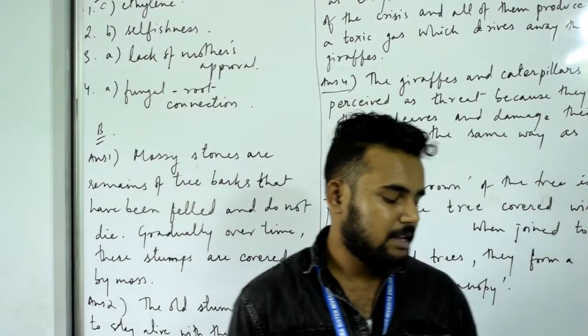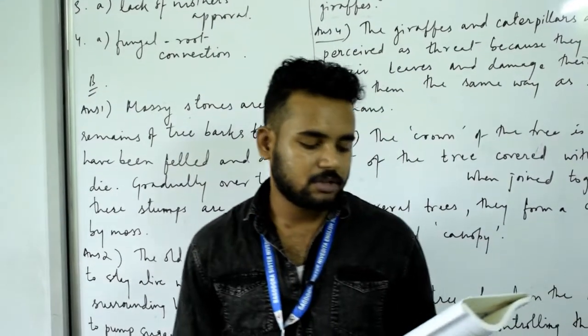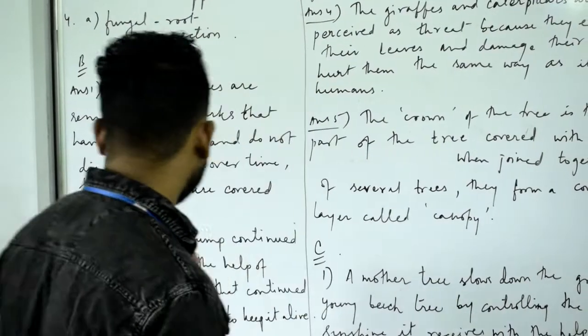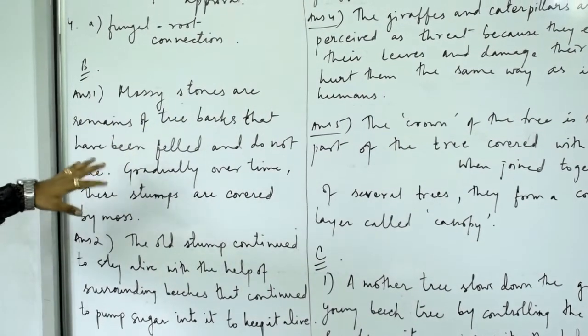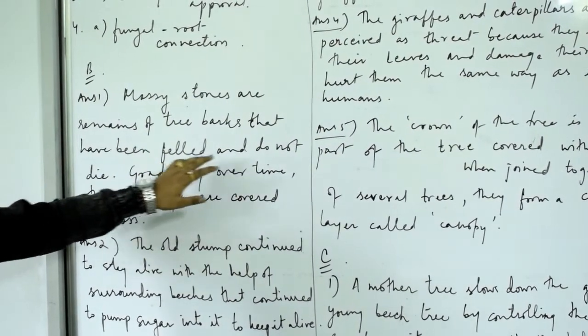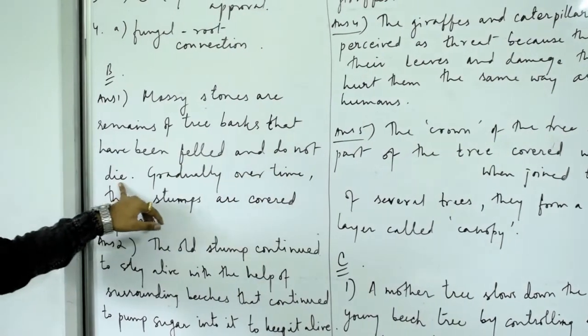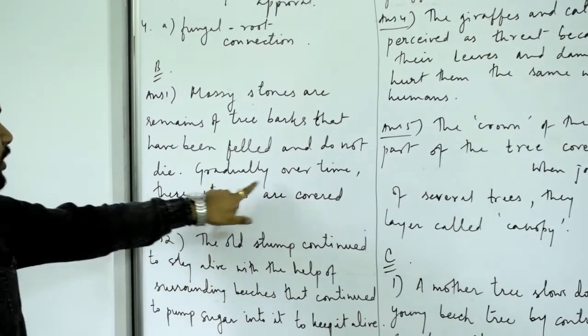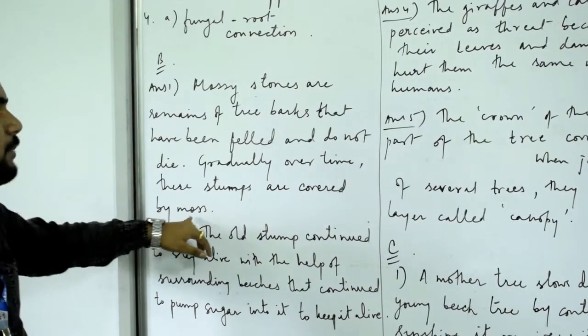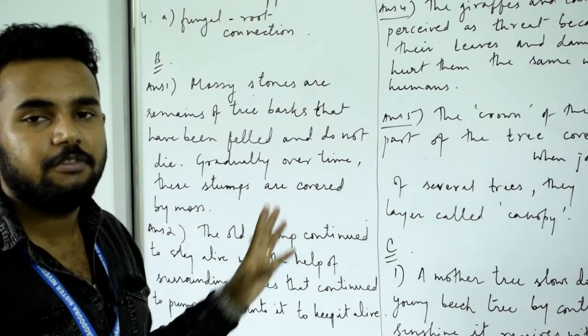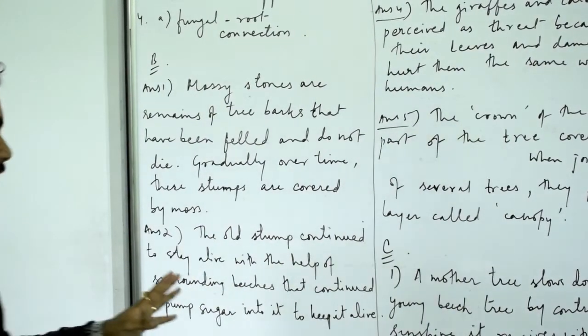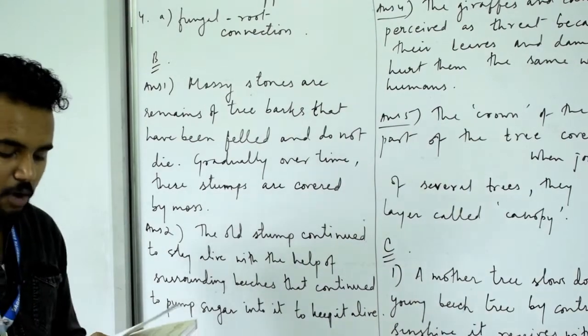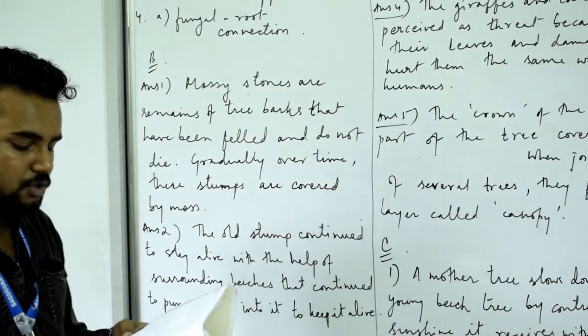Number B, answer these questions in brief. What are mossy stones? As I told you, mossy stones. What are mossy stones? Mossy stones are remains of tree trunks that have been felled but do not die. The tree stumps, over time, are gradually covered by moss. Moss means a greenish layer, like algae. Okay, next question says, how did the old stump continue to stay alive?